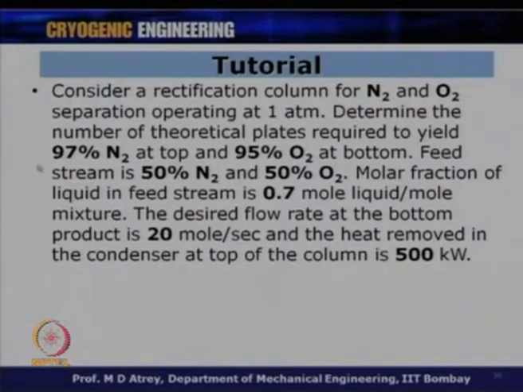So, various parameters are given. We have got a purity requirement given, we have got a XF requirement given, we have got a quality given, we have got a desired flow rate from the bottom and the top have been given, we have to calculate, and we have got a condenser cooling effect also given as 500 kilowatt. What you have to calculate is theoretical number of plates for this.